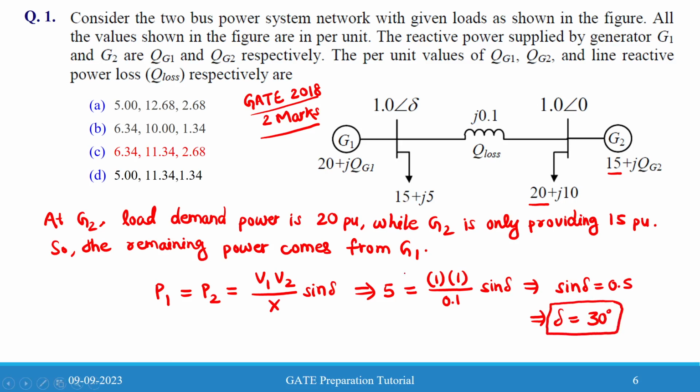Now we can find QG1 by getting the Q1 value and Q2 value, that is the reactive power at the sending end of the transmission line and the reactive power at the receiving end. Just subtracting both these terms, we will get the Q loss.